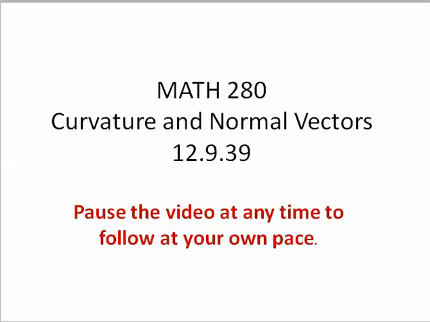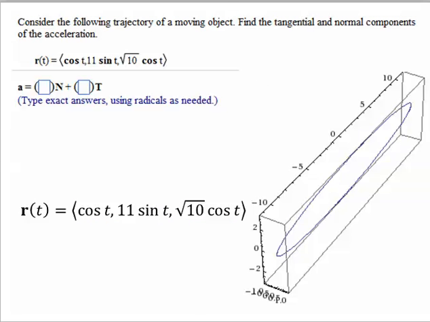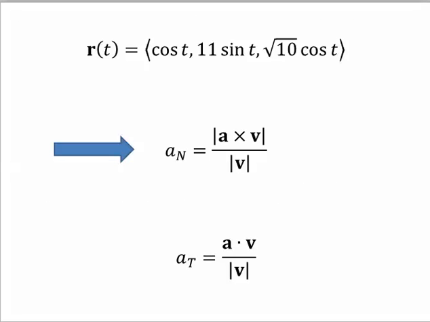Curvature and normal vectors. In this problem, we're going to find the tangential and normal components of acceleration for a given position vector. And this particular position vector, you can see it maps out an ellipse. Starting with the normal component, I see I need to find A cross V and then the magnitude of A cross V. I also need to find the magnitude of V.